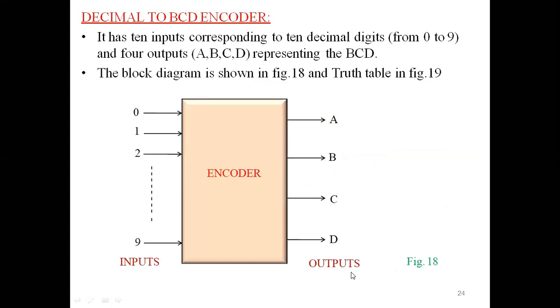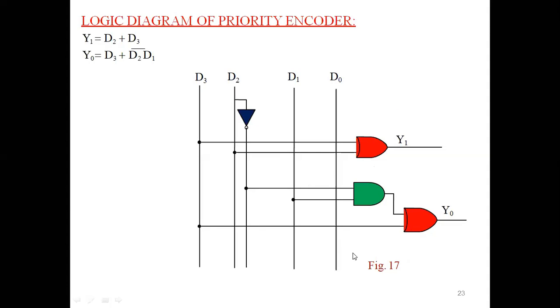And finally, to draw the valid bit indicator, which gate will be required? An OR gate. What connections go to the OR gate? D0, D1, D2, D3 connect to one OR gate, and that is nothing but the valid bit indicator. Is it clear how to construct the logic diagram for the priority encoder?